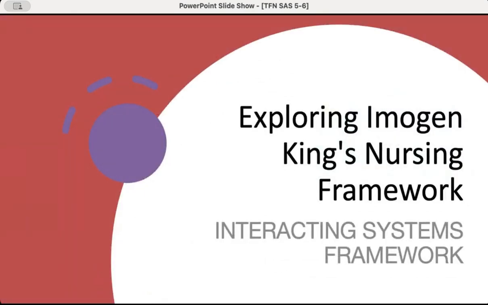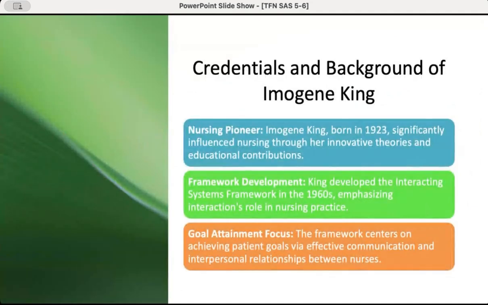And now let's proceed with Imogene King's interacting systems model. So just a few credentials and background of King. King was born in 1923, significantly influenced nursing through her innovative theories and educational contributions, and developed the interacting systems model in the 1960s, emphasizing interaction's role in nursing practice. The framework centers on achieving patient goals by effective communication and interpersonal relationships between nurses.